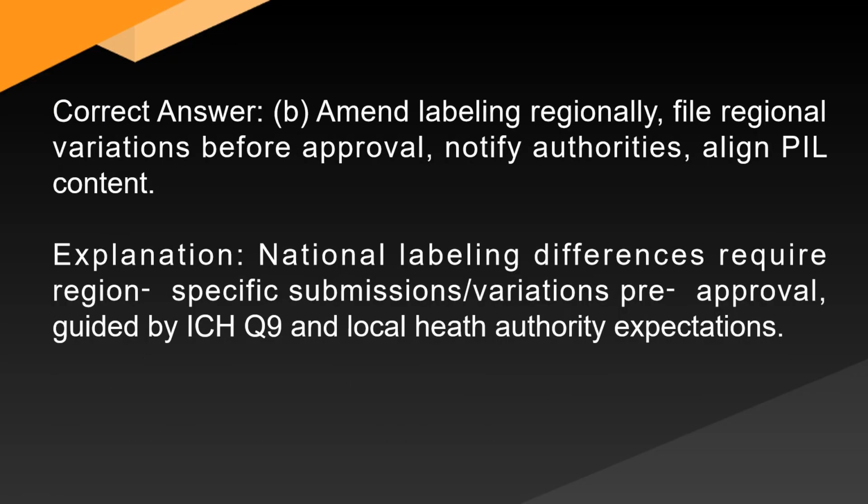Correct answer. B. Amend labeling regionally. File regional variations before approval. Notify authorities. Align PIL content. Explanation. National labeling differences require region-specific submission variations pre-approval, guided by ICH Q9 and local health authority expectations.